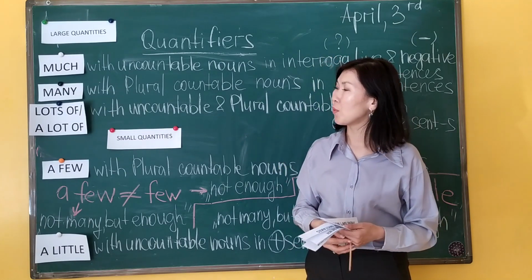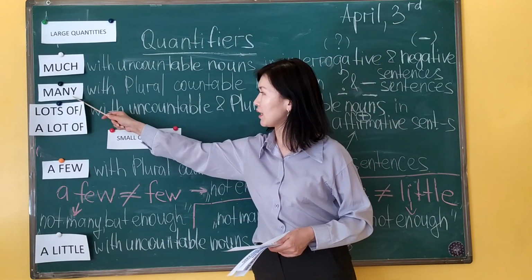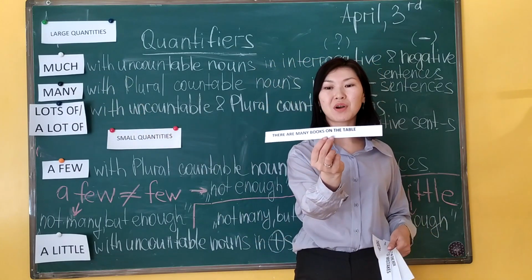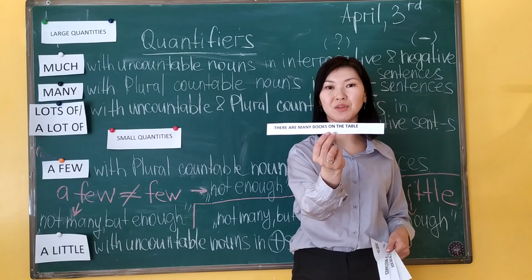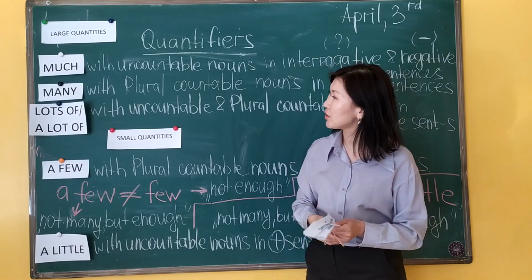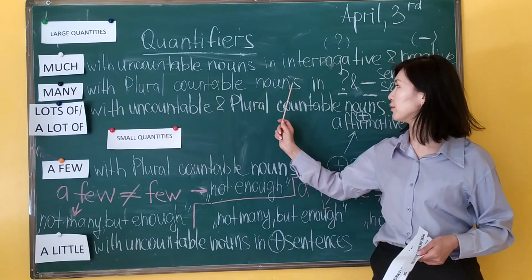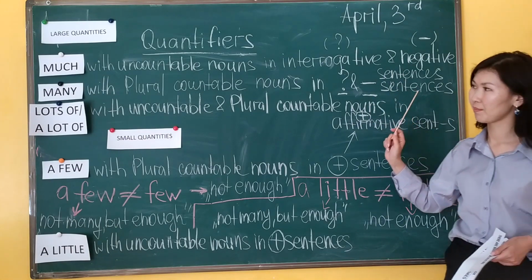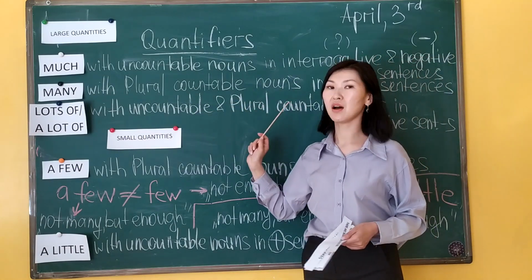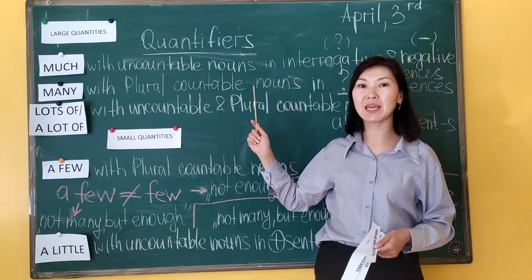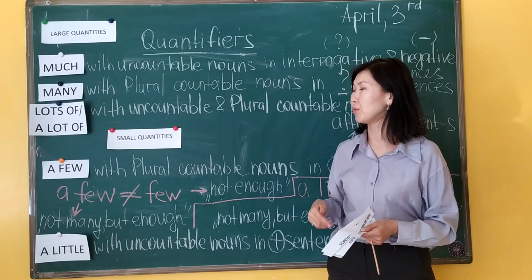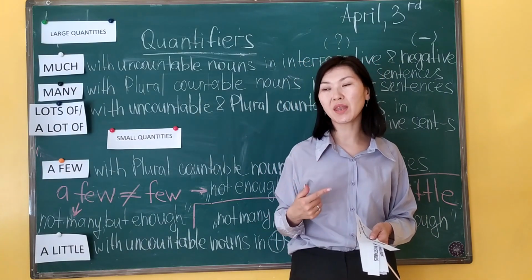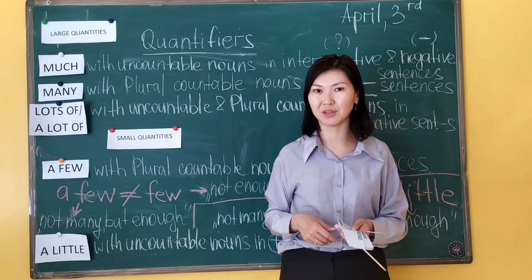Okay. What about many? For example, there are many books on the table. Many is used with plural countable nouns in interrogative and negative sentences. Countable nouns are nouns which we can count. For example, a book, one book, two books, three books, one orange, two oranges, and so on.